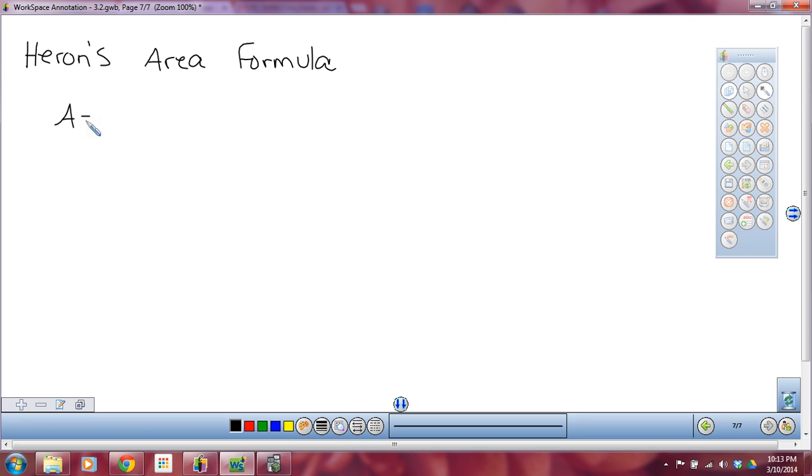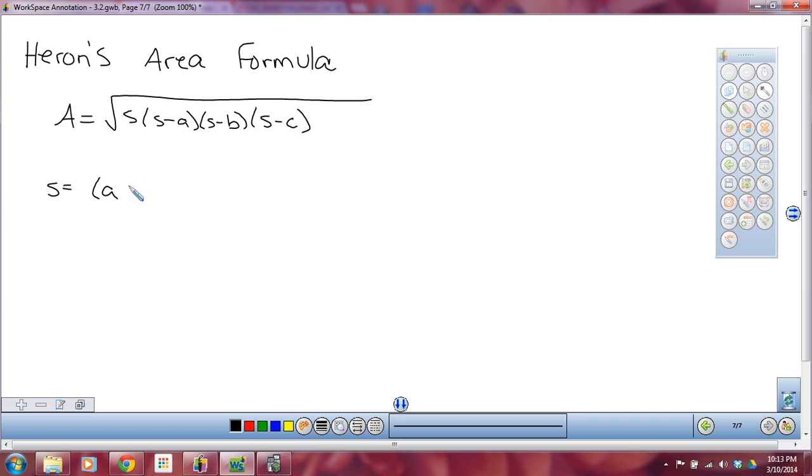So you've got your area is equal to square root of s times s minus a, s minus b, s minus c. And to get s, you take a, add it to b, add it to c, and divide by 2. All right? So there is a way to get the area of a triangle when you are given 3 sides. Okay?